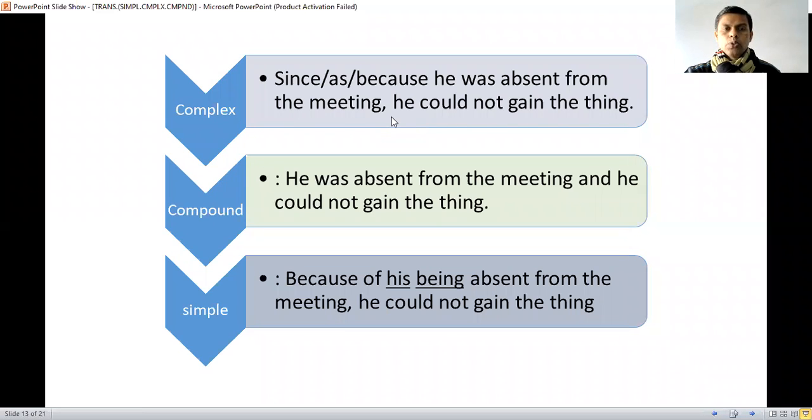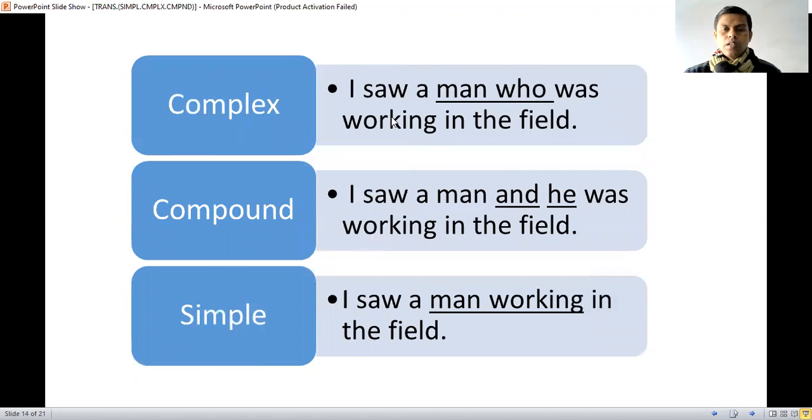Then go to the next structure and example. If there is a relative pronoun in a complex sentence, we also use and in compound and use a participle in simple sentences. Suppose the sentence in complex is, I saw a man who was working in the field.